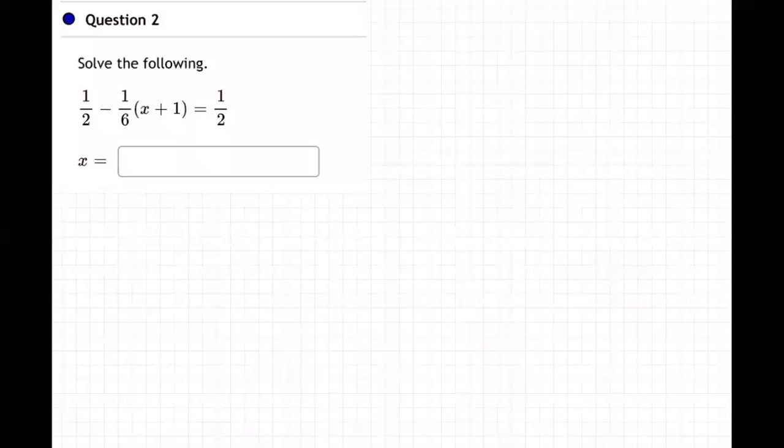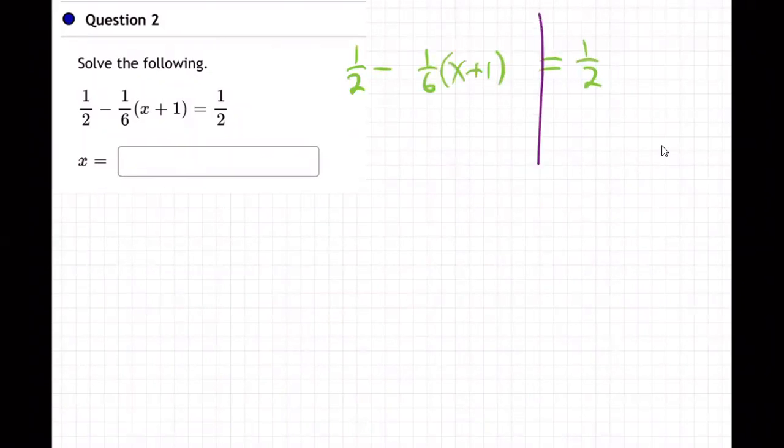Okay, so on this question, again, we have fractions. So I'm going to write it out over here. I'm going to write a half minus a sixth times x plus 1 equals a half. Okay, so here's the wall of separation. So now, what are we supposed to do with step number 1 when you have fractions with an equal sign?